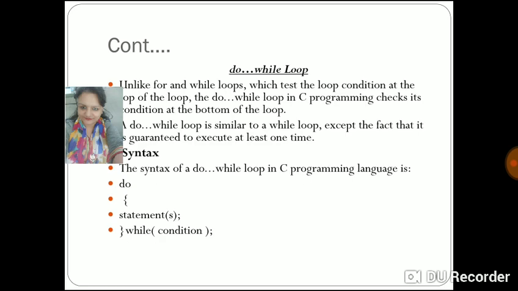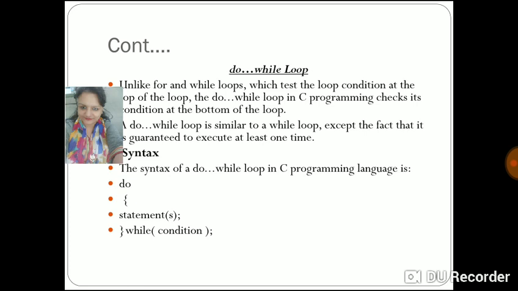Then the third and last loop I will be discussing is the do while loop. So unlike the for and while loops, which test the loop condition at the top of the loop, the do while loop in C programming checks its condition at the bottom of the loop. Very important: the condition check is always at the bottom, because we are saying do some part of the coding and then we put the condition, that is, the while.